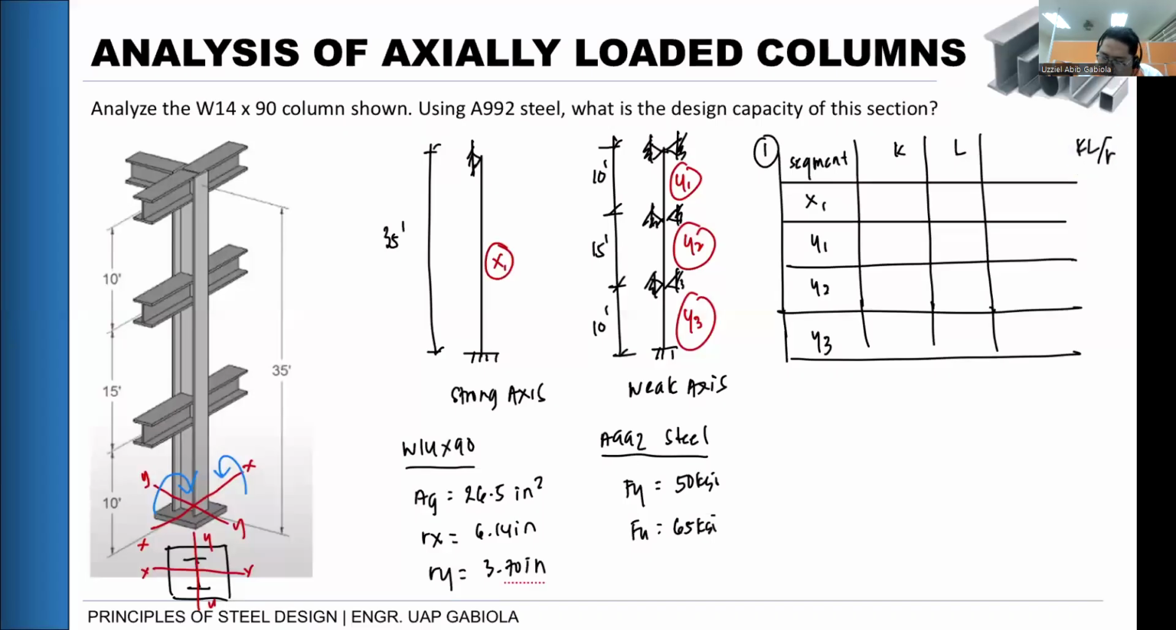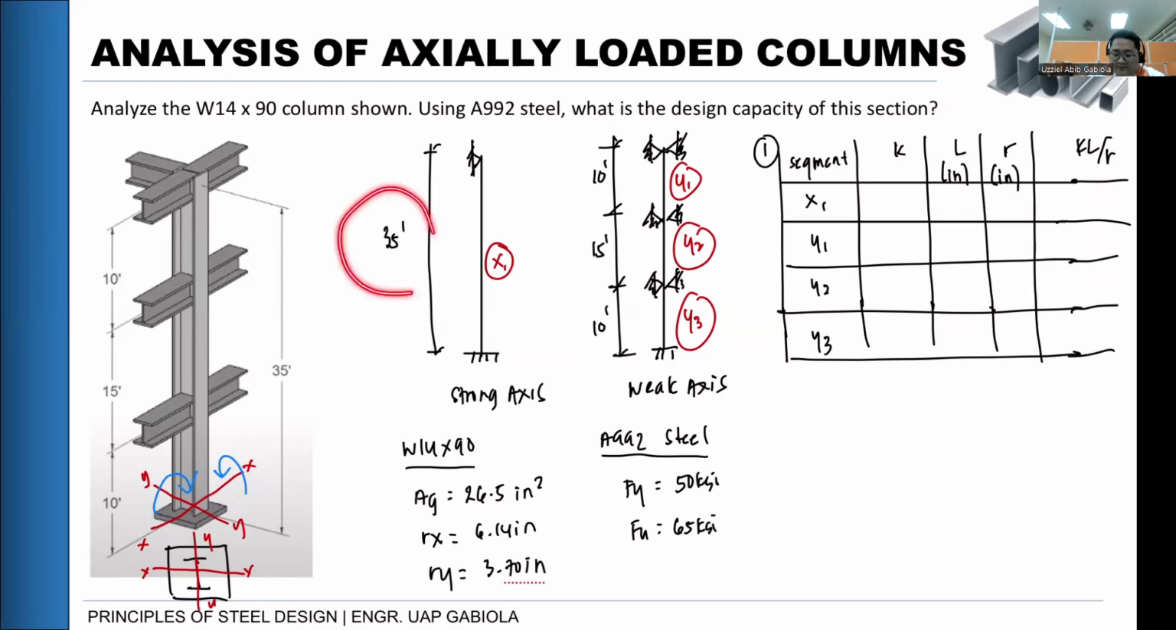Okay, so lagyan natin ng R value, and then tsaka yung KL over R natin. Okay? So, yung length natin, it should be in inches. Again, yung R natin is in inches. And then, kailangan, magka-cancel out na siya. So, for X1 muna tayo, alamin muna natin yung L tsaka yung R ng lahat ng segment.